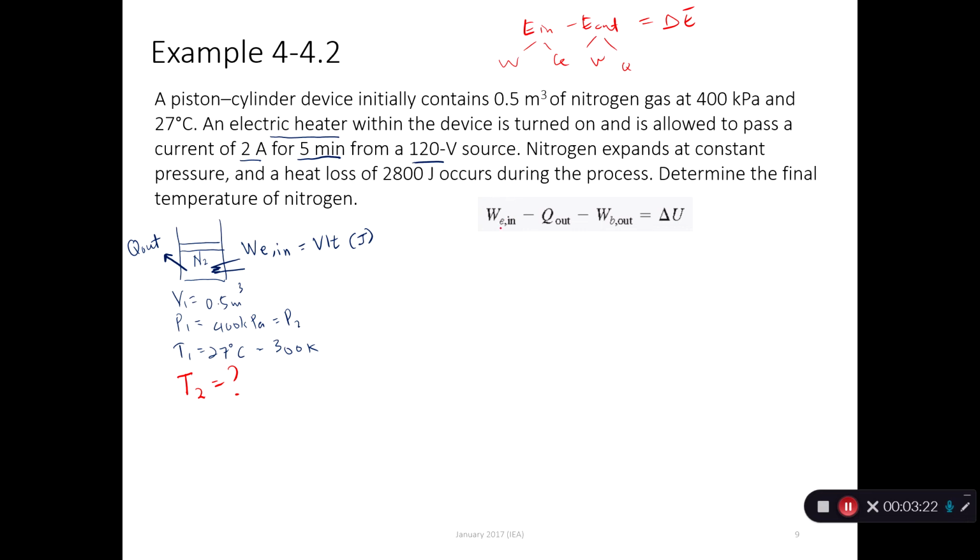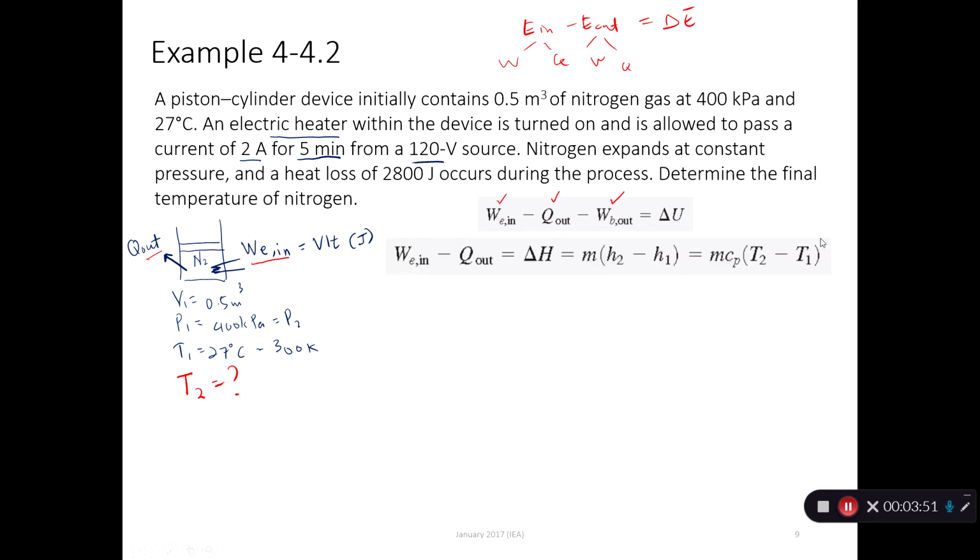So we have electrical work coming in, this, okay, check. And then we have Q out, okay, minus because it's Q out. And then we have boundary work. Why it's boundary work out? Because that's what we do. You must put it at this direction. It has to be boundary work out. Okay, equals to delta U. Of course, there's no KE and PE.